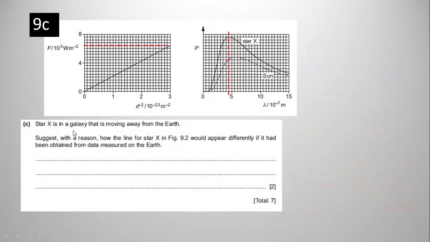Star X is in a galaxy that is moving away from the Earth. Suggest, with reasoning, how the line for star X in figure 9.2 would appear differently if it had been obtained from data measured from the Earth.